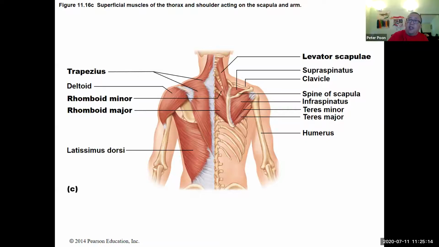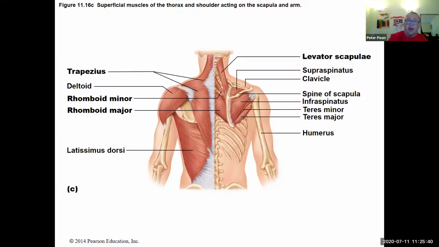It elevates the scapula. All right, I want to take this time to point out the rotator cuff muscles as well. They do the little rotations of the scapula. So supraspinatus sits in the supraspinous fossa. Infraspinatus sits in the infraspinous fossa.